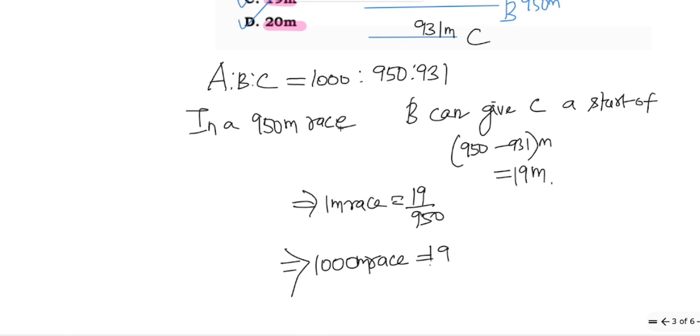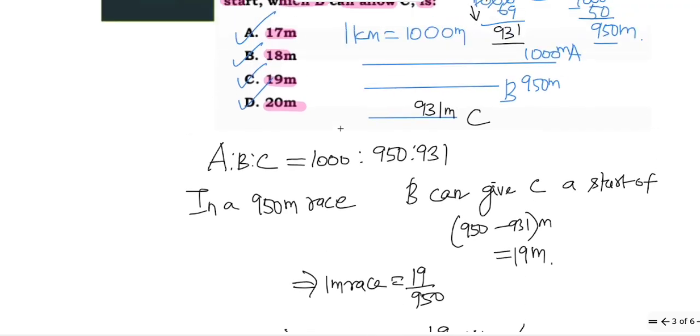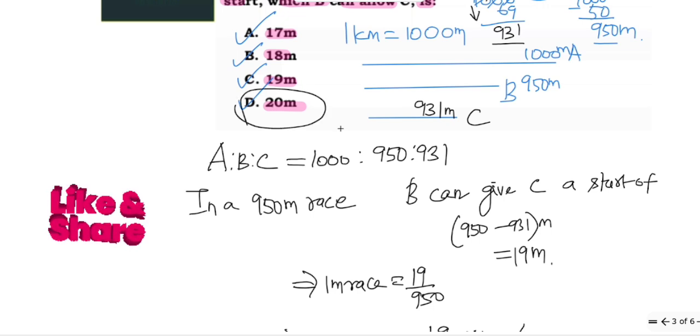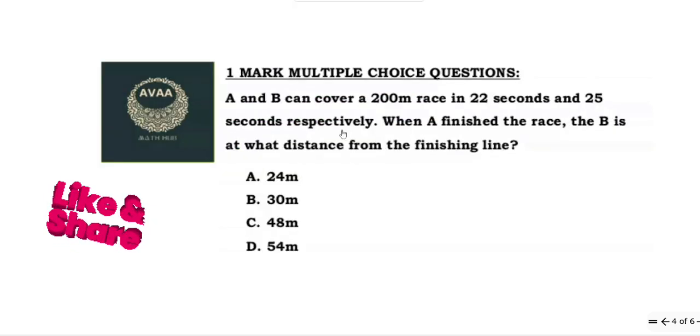So that would give us, we are going to cancel the zeros. Anyway, the final answer is 20 meters. If we simplify this, we are getting 20 meters. So this is our final answer. Now let's move on to the next question.